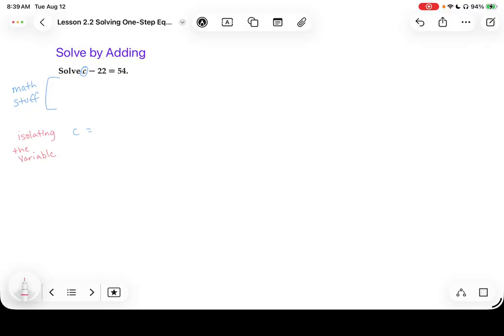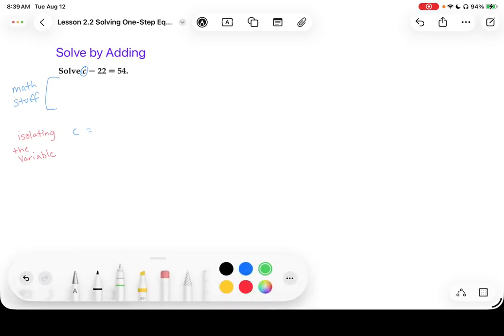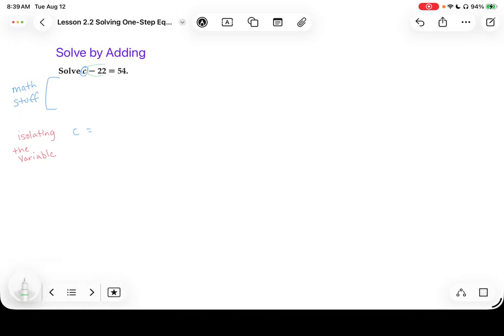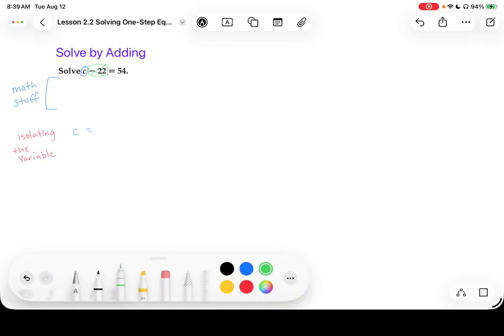So this one is c minus 22 equals 54. Now what I notice about this equation is that if I got rid of this minus 22, if I just crossed this out, I would have the answer. I would have c equals 54. If I could just somehow get rid of that minus 22, I'd be done. But of course, it's not that simple. I can't just cross out a minus 22 just because it would make my life easier. But another way I can get rid of minus 22 is I can add 22.